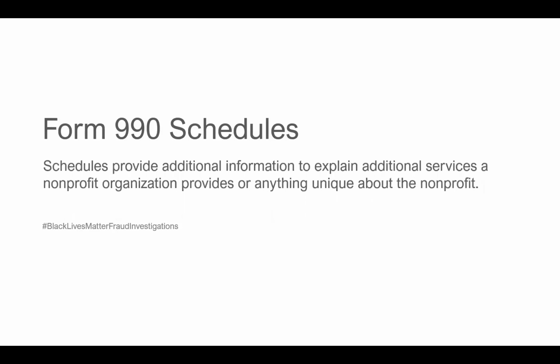The Form 990 schedules provide additional information to explain additional services a nonprofit organization provides, or anything unique about the nonprofit that occurred during the fiscal year in which they are reporting. So, in other words, when you submit a Form 990 information return, you may also have to submit schedules, which are like attachments to the Form 990 to explain anything that may have happened during the fiscal year in which you are reporting. In this case, we're talking about fiscal year 2020 of the Black Lives Matter Global Network Foundation.